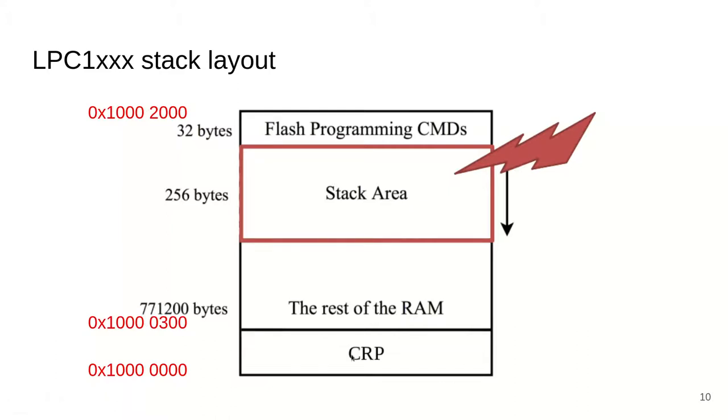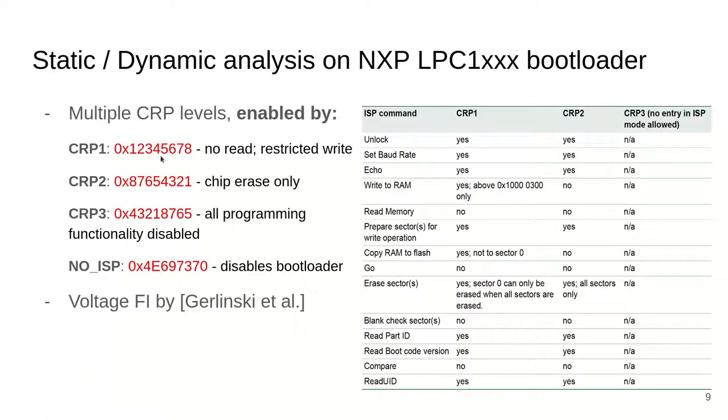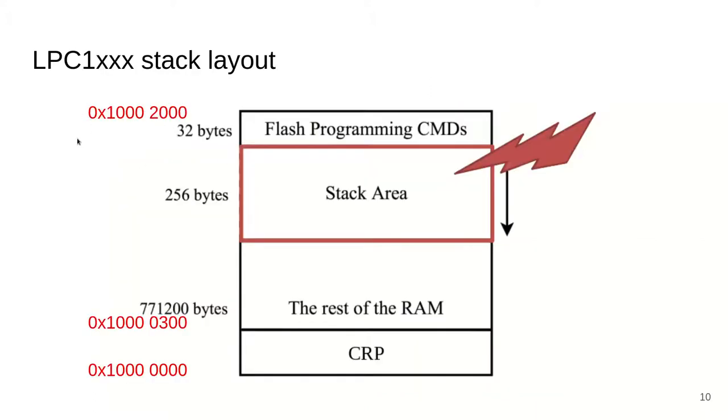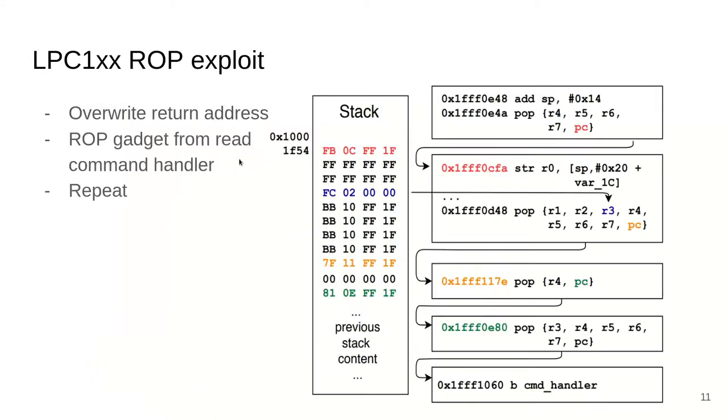On the bottom of the RAM, it stores the CRP value, so these bytes basically. Then the bootloader resides in RAM. The stack area is here, which is writable, and which is what we will exploit. Since the stack area is writable, we can overwrite return addresses on the stack. If we call the write to RAM command, we can actually write to the stack and overwrite its return address with an address inside the read memory command handler, past the CRP check.